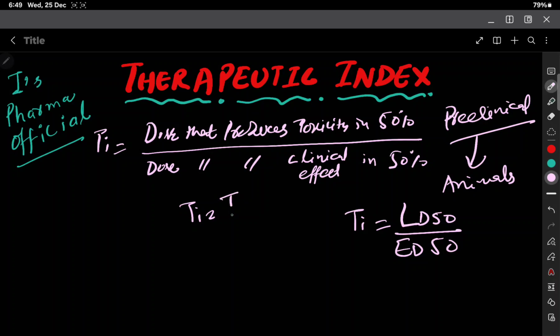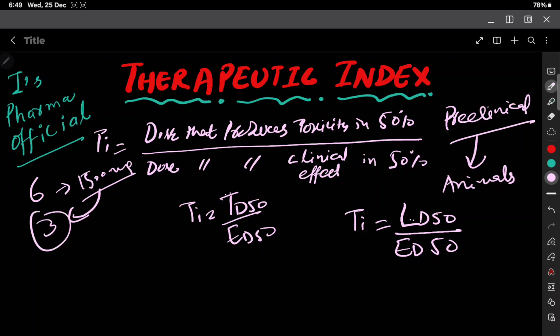And for humans, the therapeutic index is equal to TD50, toxic dose 50, upon ED50. So for humans we are using toxic dose, for animals we are using the lethal dose. Okay, so this means the dose that produces toxicity in 50% of the population. At a particular dose, if 50% of the animals die, for example, you have 6 animals. For example, at a dose of 1500 mg, if among these 6 animals 3 animals die, that means at that dose 1500 mg is the toxic effect of that very drug.